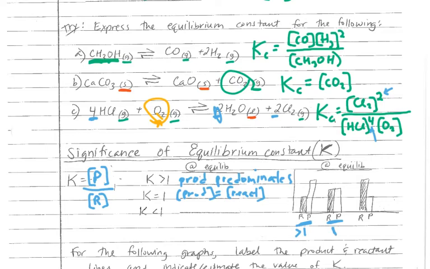If there is a very large amount of reactant left over at equilibrium and not a whole lot of product formed, then the denominator is going to be larger, and that means K will be less than 1. So if K is less than 1, then reactants predominate. Or in other words, when you reach equilibrium, you have more reactant than you do product left over. So this would be a K of less than 1.